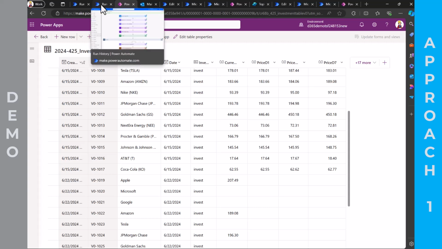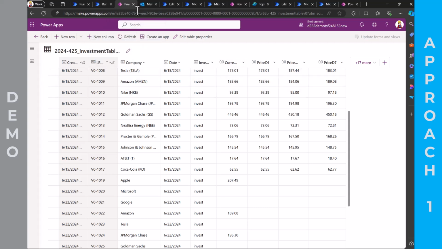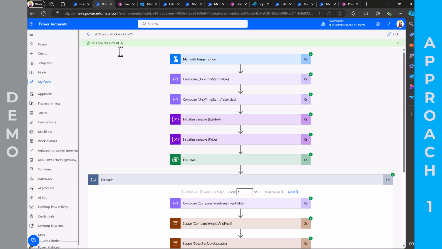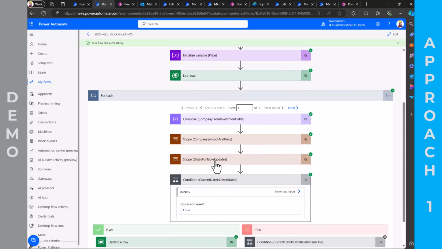Okay, and then of course we need the prices. And to fill the prices, I did the following. I have a second flow to make it easier for me. I basically take timestamps. I get all the stocks that I have listed. And then I first search for the currency symbol.